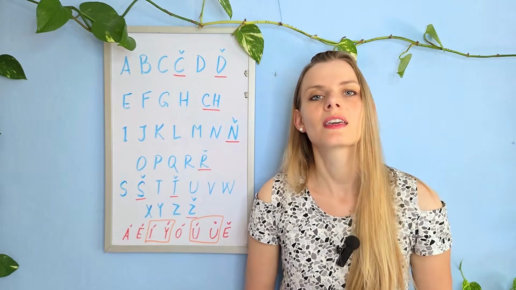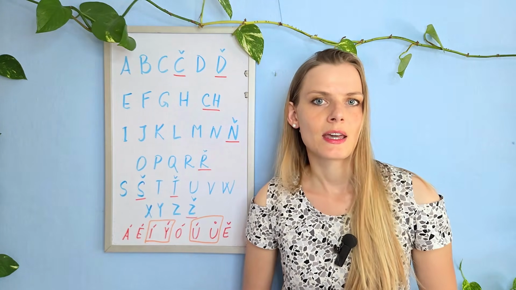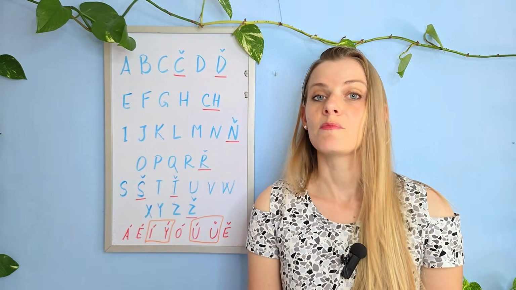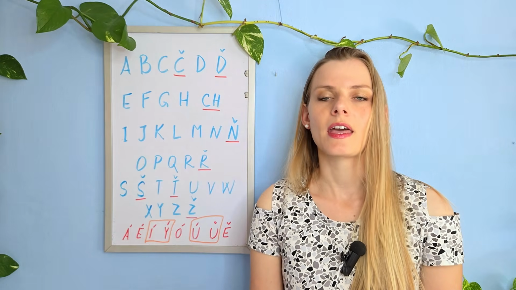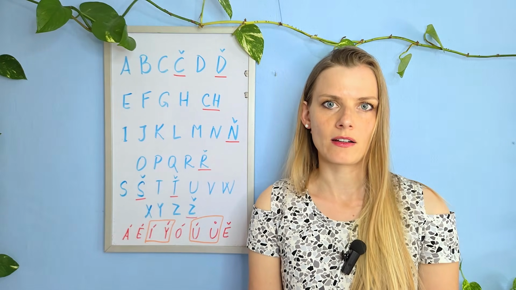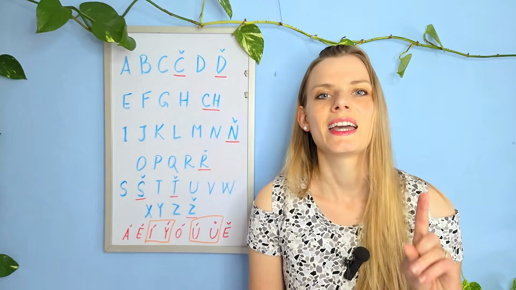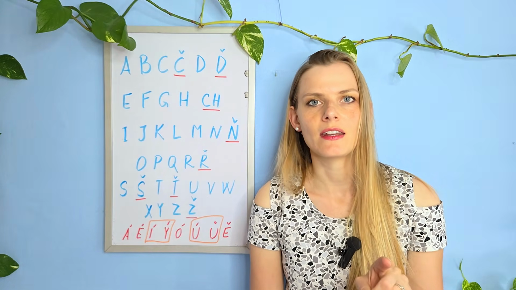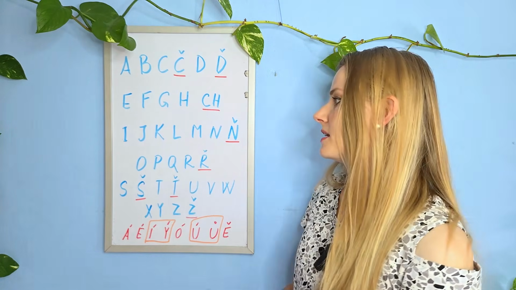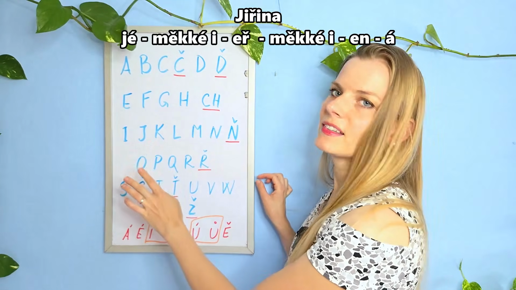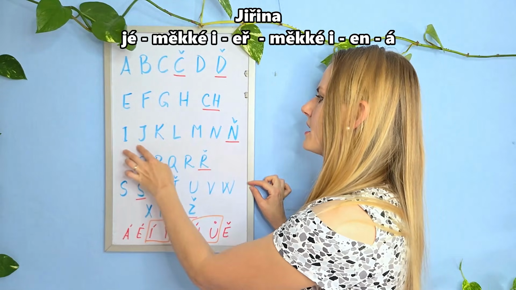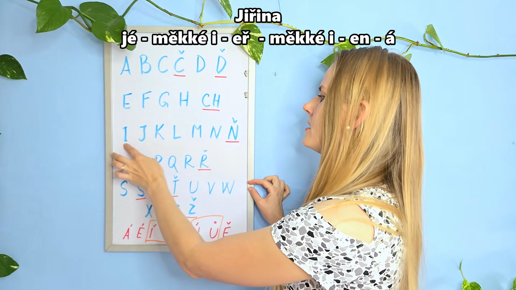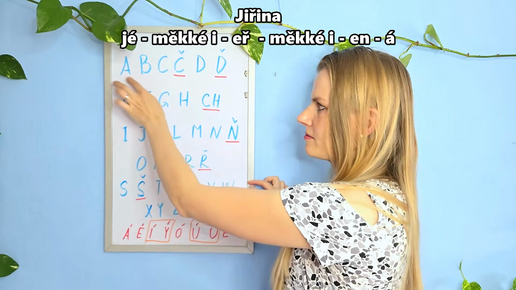Next name je měkké I, Š, měkké I, N, A. Ještě jednou. Je měkké I, Š, měkké I, N, A. And the name is Jiřina. That's for a woman.